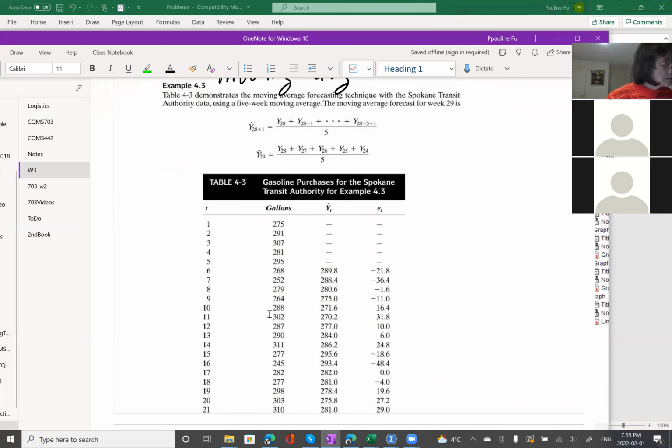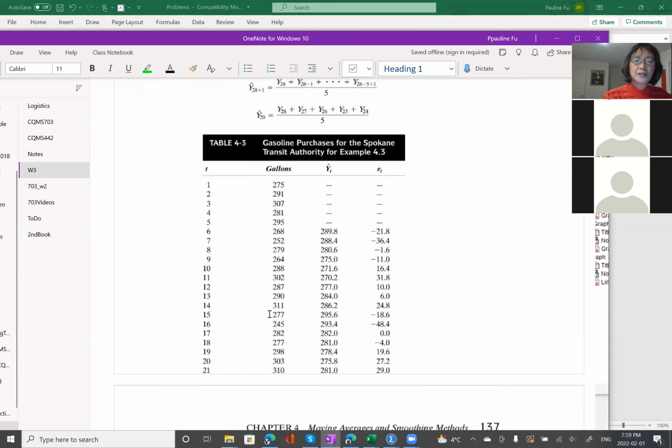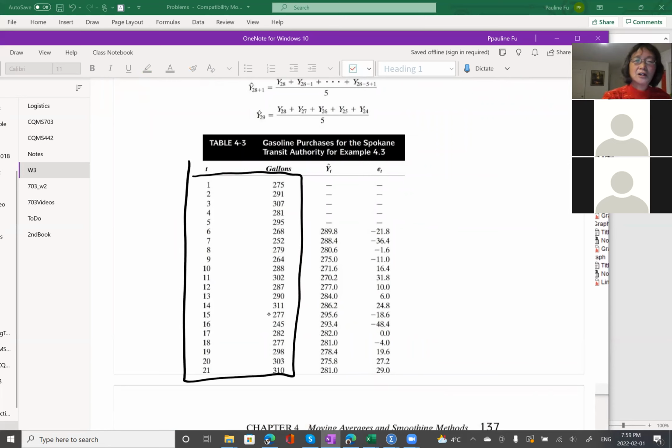So we are going to do the 5-period moving average. Those are the original data. And how do you forecast Y_t? We use 5-period. Using the average of these 5 numbers as the forecast for this number.